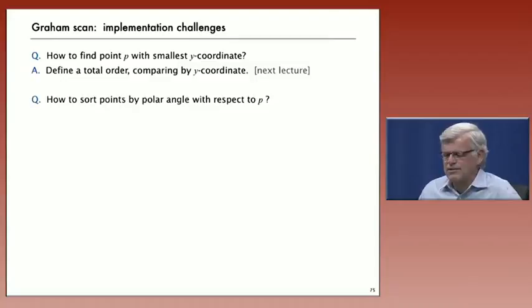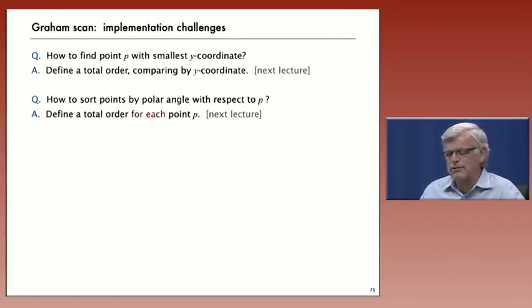And in the next lecture, we'll look at what it means to define ordering among objects, a little more general than what we do for sorting. How to sort the points by polar angle? Well, again, we need to define what we mean when we're comparing points. And in the next lecture, again, we'll look at ways to define different orderings among points. And Graham scan's a perfect example. We don't want to just be able to sort things.